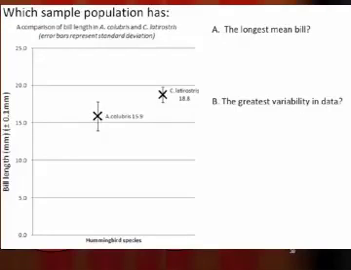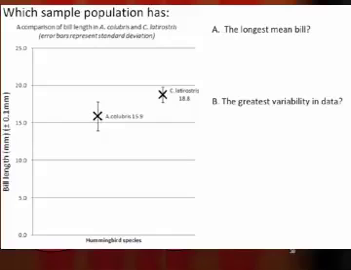Here, let's look at this example. Which sample population has the longest mean bill, and B, the greatest variability in data? This is a comparison of the bill length, that means the beak, el pico, from two hummingbirds, A. colubris and C. latirostris.